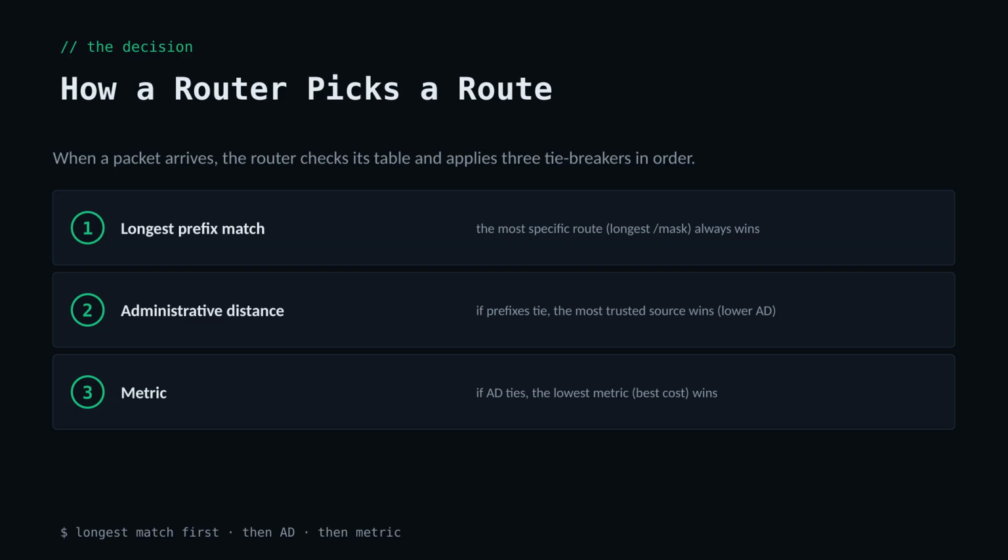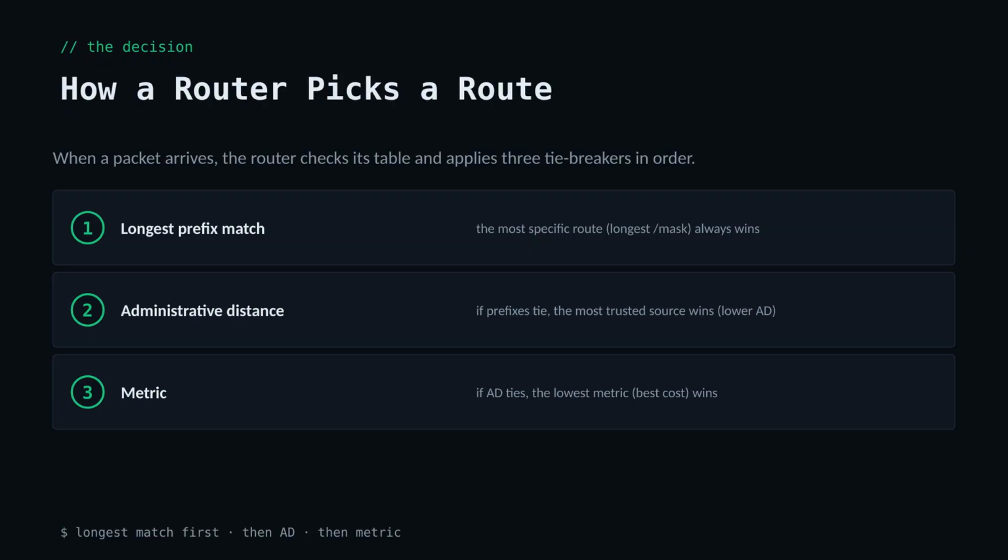So now the table is populated. But what happens when a packet actually arrives and there's more than one possible match? The router runs through three tiebreakers, always in this order. First, longest prefix match. A route to 10.1.1.0/24 beats a route to 10.0.0.0/8 because it's more specific.